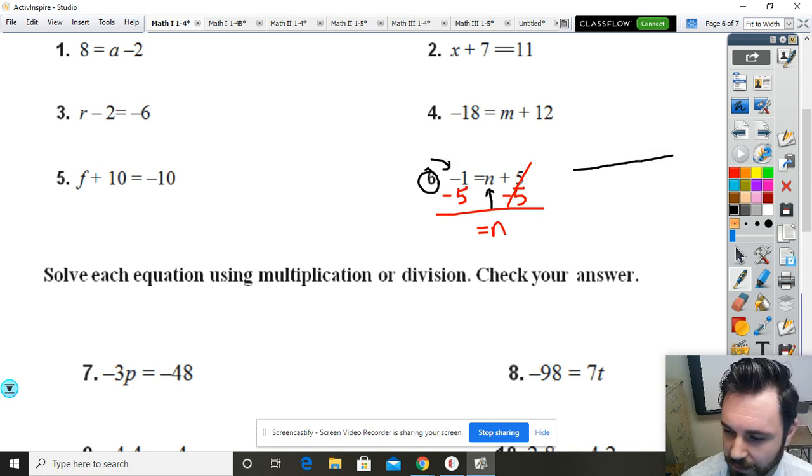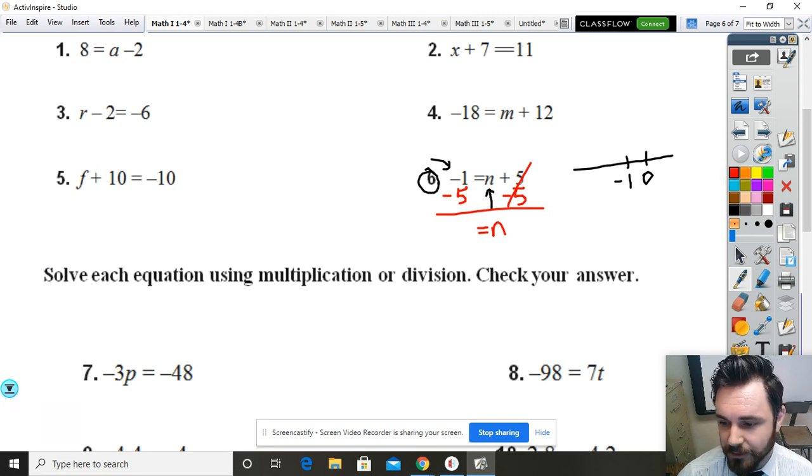Let's go ahead and just start real quick in case we're having problems. Let's start at -1. And I'm subtracting 5 from that -1. So what direction would subtraction take me? Left or right?